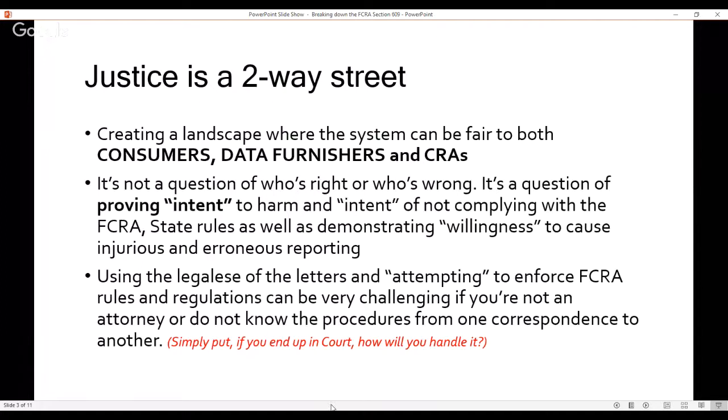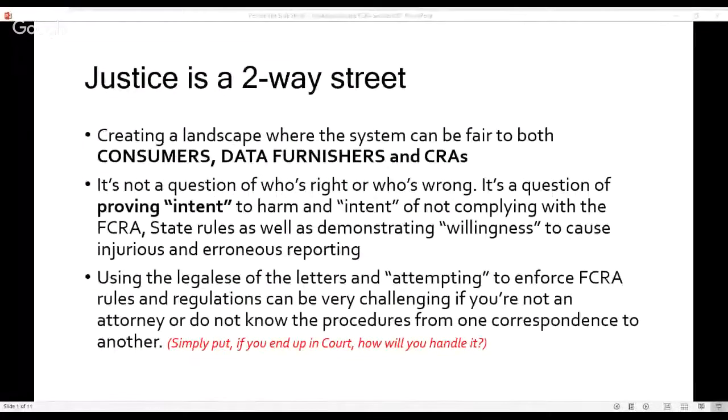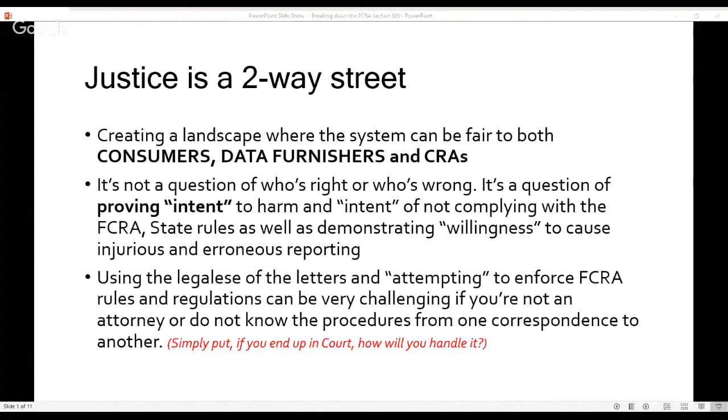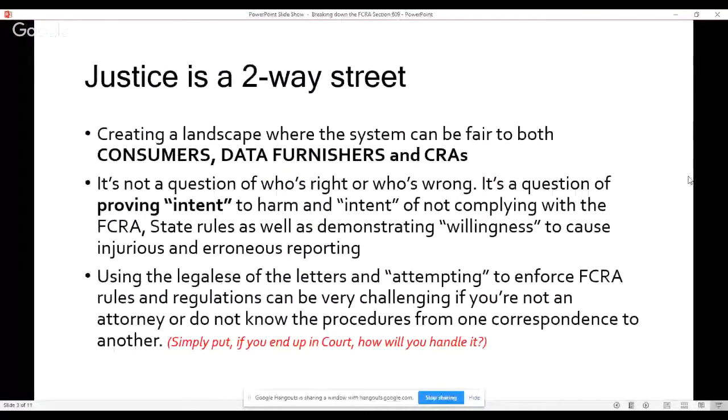So let's begin by talking about justice. What is justice? A lot of people out there say, well, look, FCRA Section 609, that's the only way, it's the right way. It works, and of course, it's the only way to get credit reports corrected or fixed by removing these negatives. Now, the goal of the justice system, particularly on the credit reporting side, is to create a landscape where the system can be fair to the consumer, the data furnisher, and of course, the credit reporting agencies. Okay, so it's not a question of who's right or who's wrong. That's not how it works.